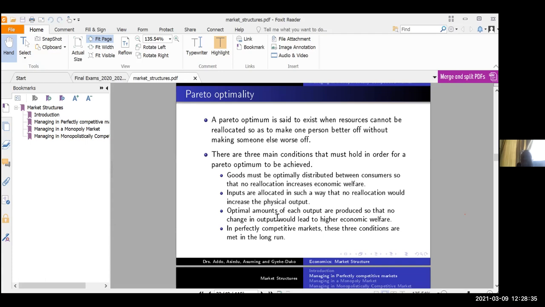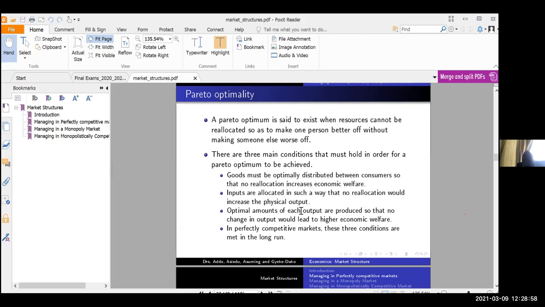Okay. Optimal amount of each output is produced so that no change in output will lead to higher economic growth. At the aggregate level, the output that we produce is also optimal. Okay, so optimal amount of each output is produced. If you can change outputs and make people's lives better off, then the old allocation is not optimal.